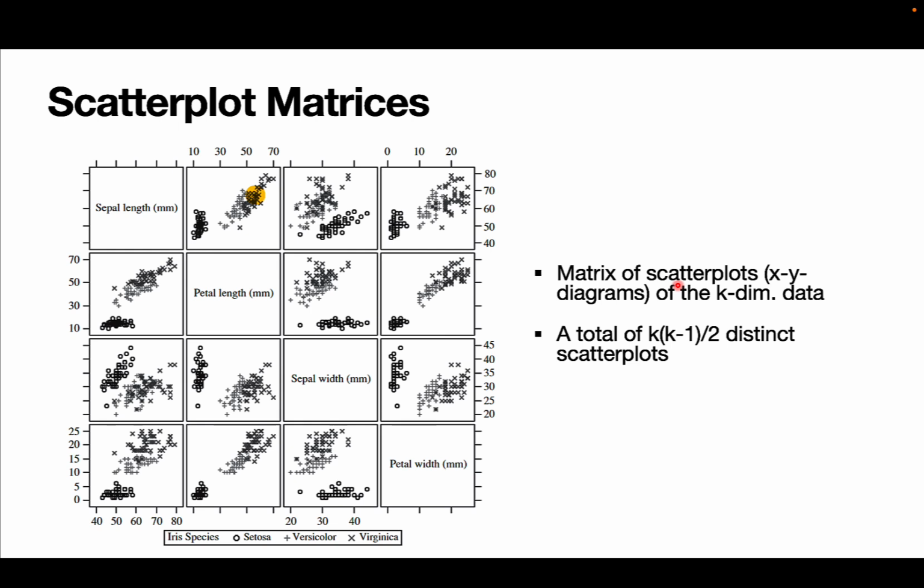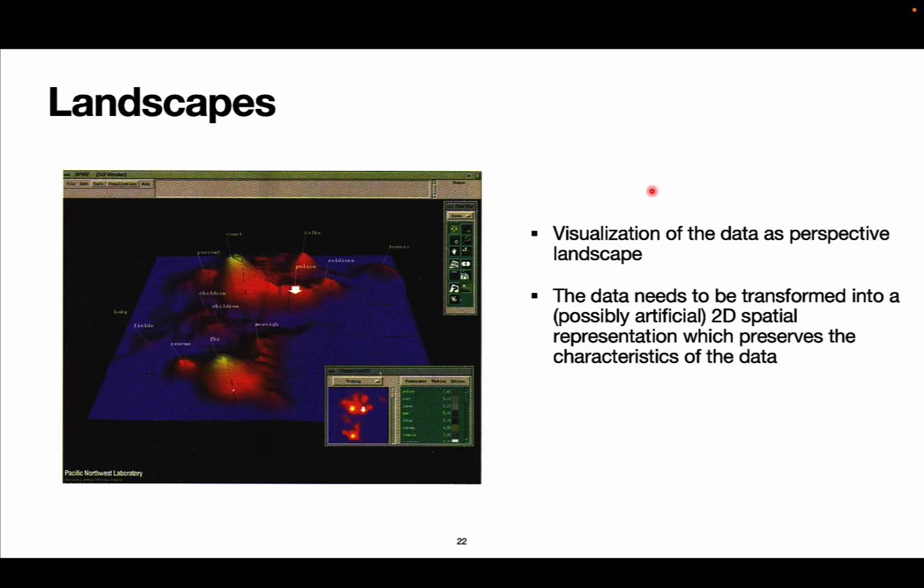Scatter plot matrices explore the relationships between pairs of attributes in a high-dimensional dataset. In this example, we have the iris dataset that consists of 4 attributes, and we can see the scatter plot for each pair, and we can look for patterns and correlations.